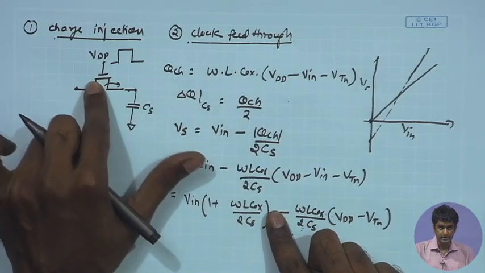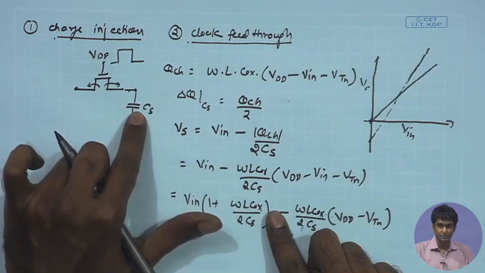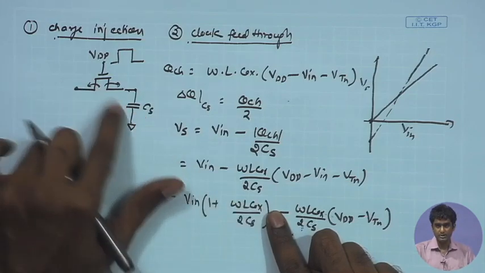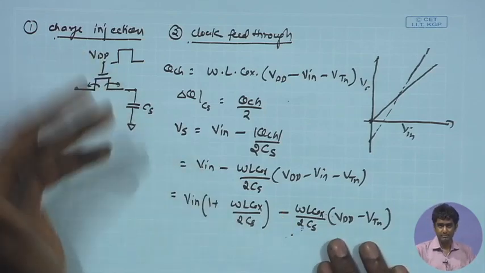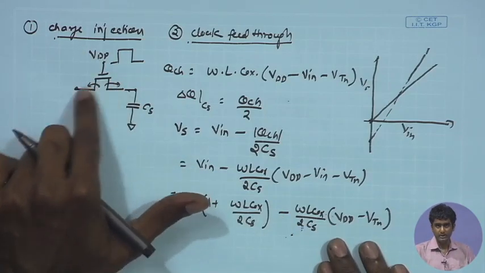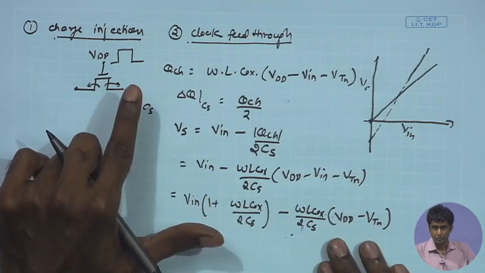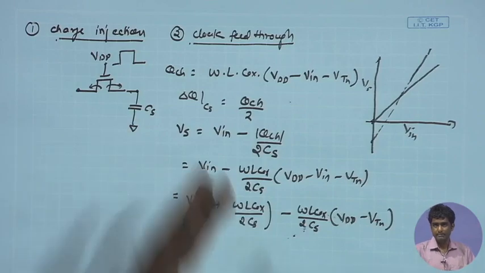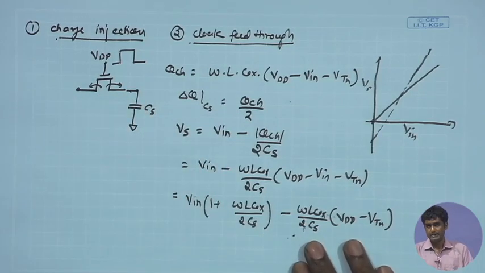And of course we can see that if the area of the switch is increased, that is W and L is increased, and the CS is reduced, then the effect of this channel injection, the charge injection, will be much more prominent. So if you are trying to increase your sampling speed, then the corresponding charge injection effect can be more prominent. It is going to corrupt your data more strongly. So there is always a trade-off between the sampling speed that you are trying to achieve and the charge injected.